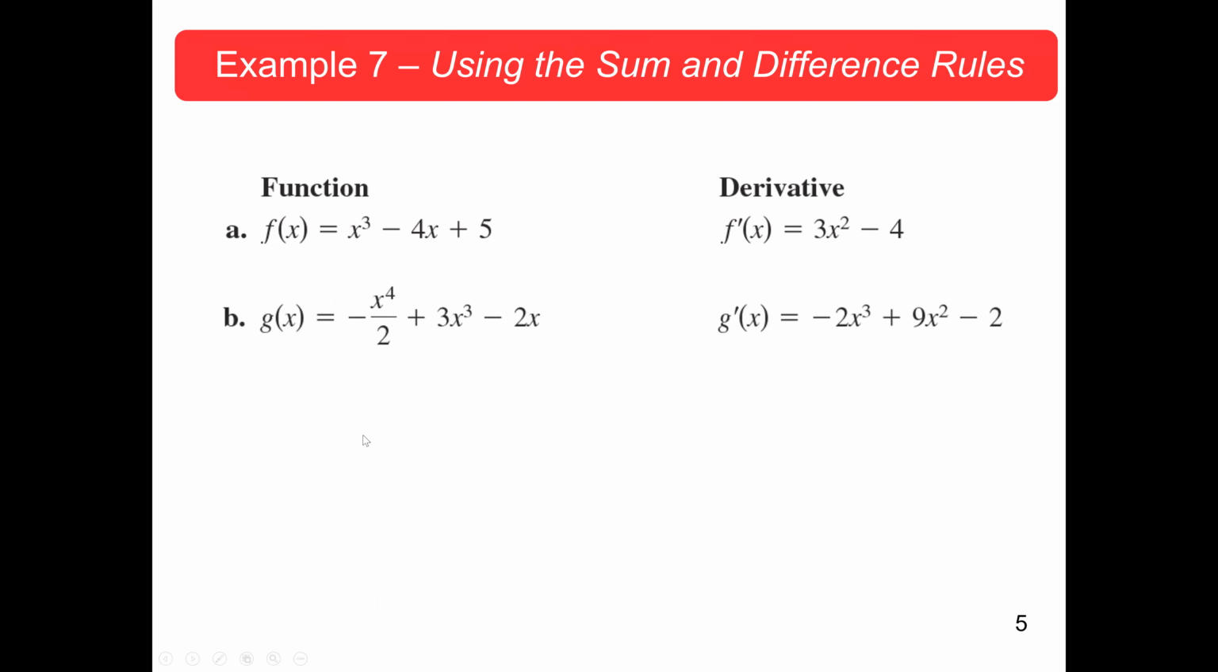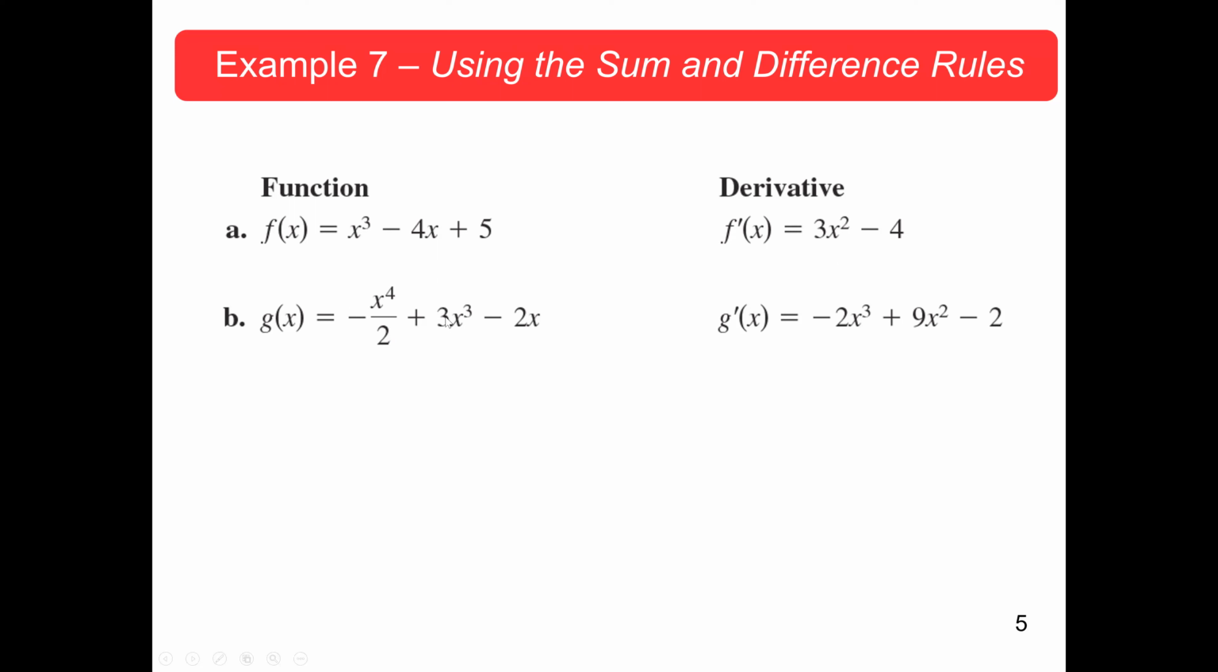Next, we should find the derivative of g at x, which is equal to negative x to the power 4 divided by 2 plus 3x cubed minus 2x. So we are going to find the derivative of negative x to the power 4 divided by 2, which will give us negative 4x cubed divided by 2. 4 divided by 2 will give us 2, so it will be negative 2x cubed. We use the power rule.